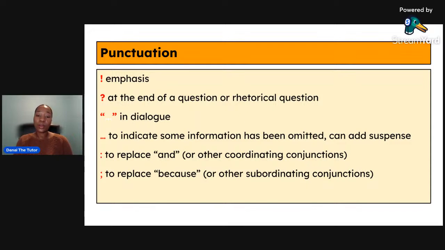And then a semicolon can be used to replace subordinating conjunctions like because or although or even though, nevertheless. You can replace those with a semicolon, okay? So again, to simplify it, you can use it to replace the word because.